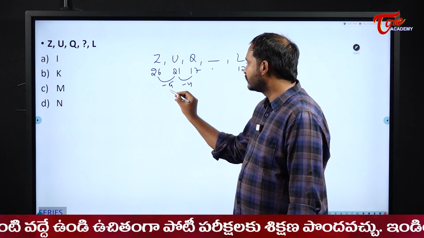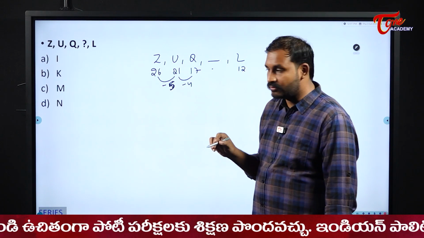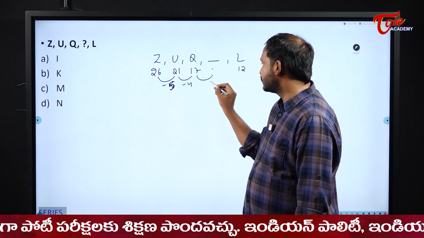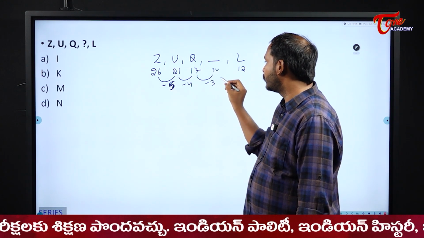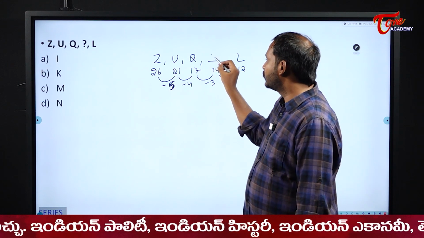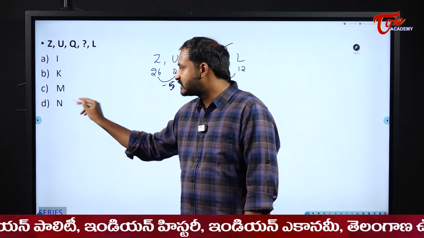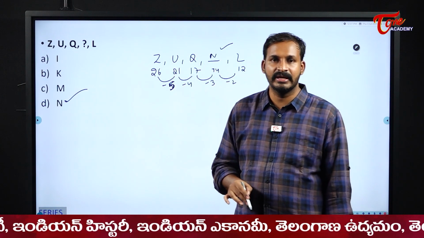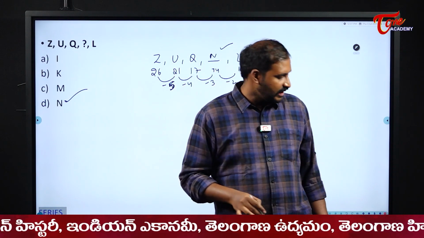This is minus 5, minus 5, minus 4. Next it should be minus 3. If it is minus 3, it will become 14. And check whether it is continuing or not. Yes, minus 2 it is continuing. What is the 14th alphabet for me? N. So our answer here becomes N. Understood? Right? The next one.